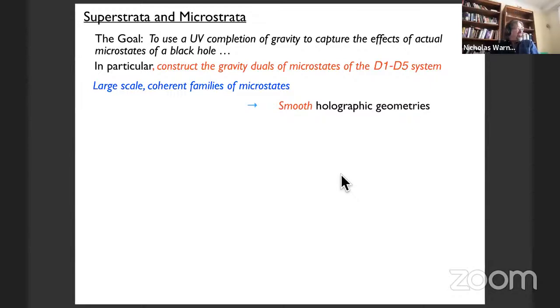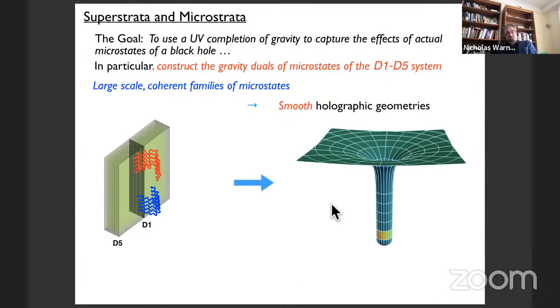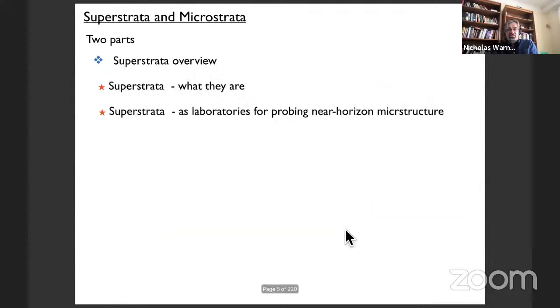Basically the goal is to look, in this context, at large-scale coherent families and see what they produce in the way of smooth geometries. And so the cartoon of that is to think about some highly coherent set of excitations on the D1-D5 system and look for the geometries that are created by those beasts.